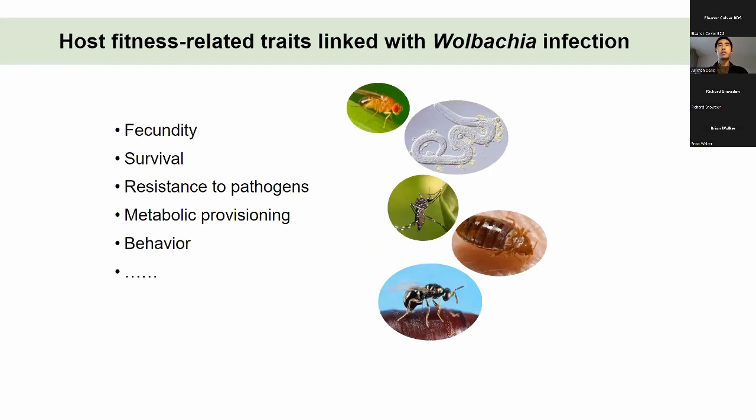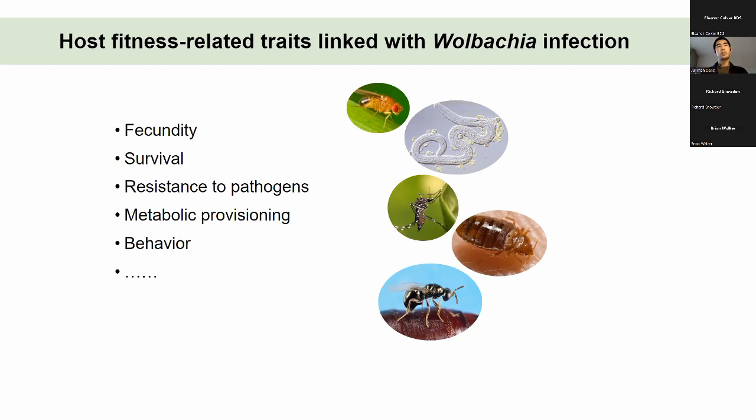So Wolbachia can do a lot of things to their host. For example, they can affect the fecundity and the survival of their host. They can make their host more or less resistant to pathogens. And some Wolbachia strains actually steal some genes from other bacteria, and they can produce some nutrients for their host. And some Wolbachia strains can even change the behavior of some host species. So they can do a lot to their host.